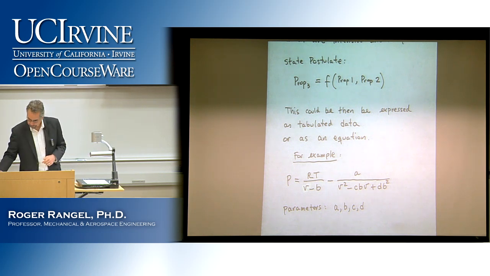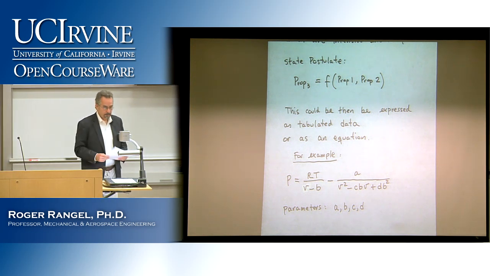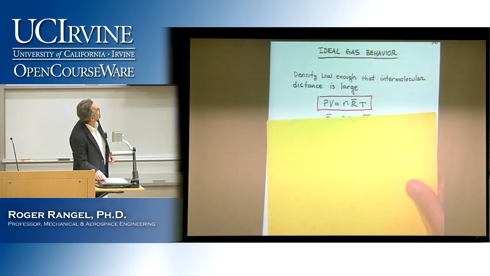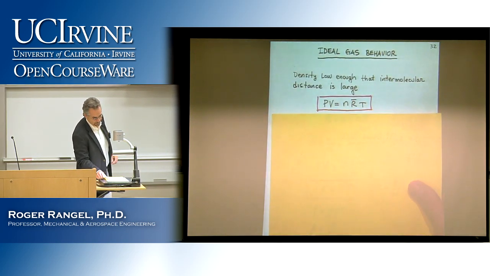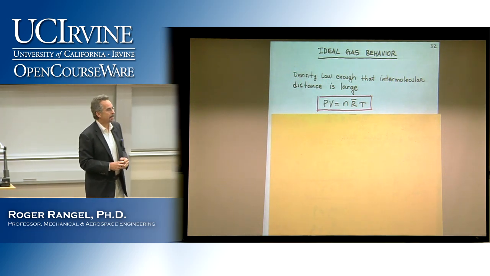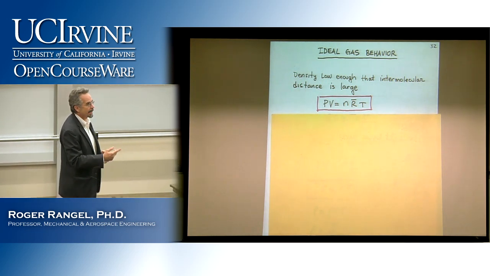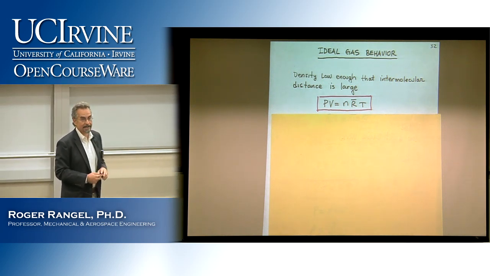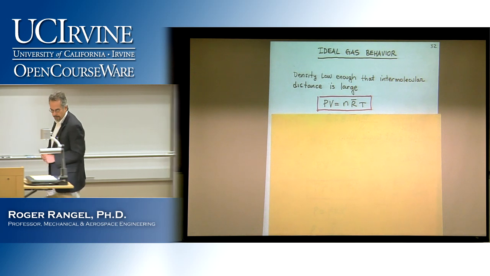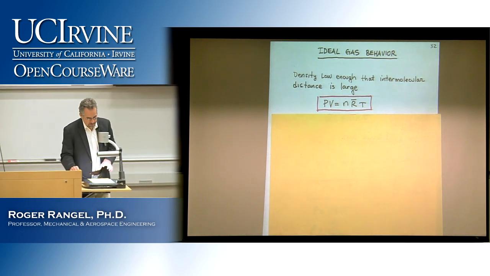So, in fact, when I was talking about the previous problem, somebody actually gave it to us in this form. I actually said PV equals nRT. Right? Ideal gas behavior. So what do we call an ideal gas? Well, an ideal gas is one that obeys that equation of state, PV equals nRT.